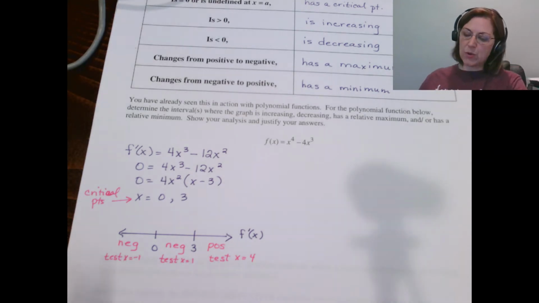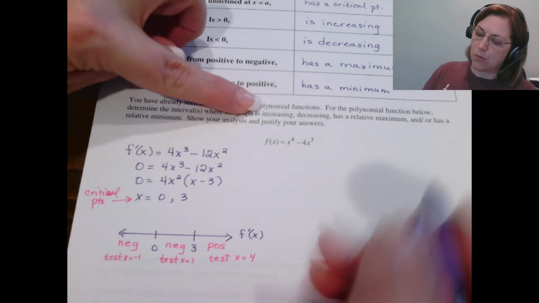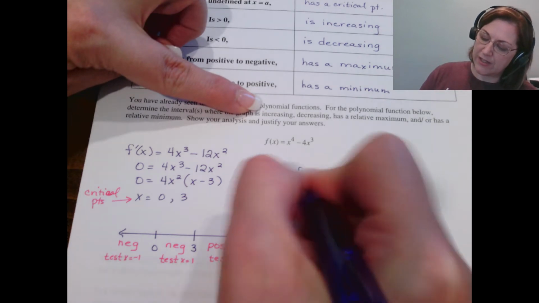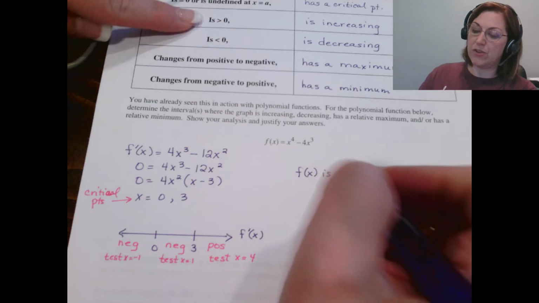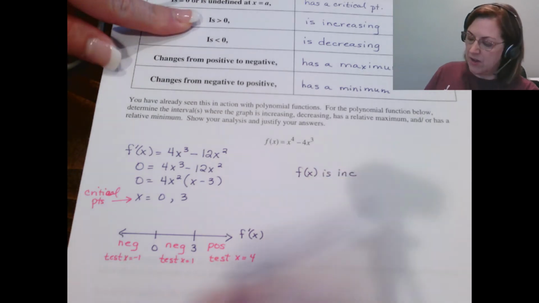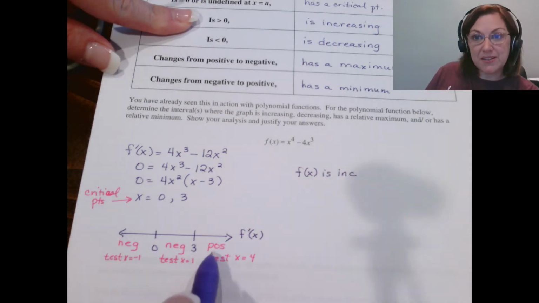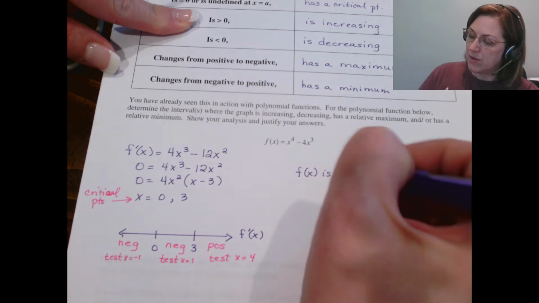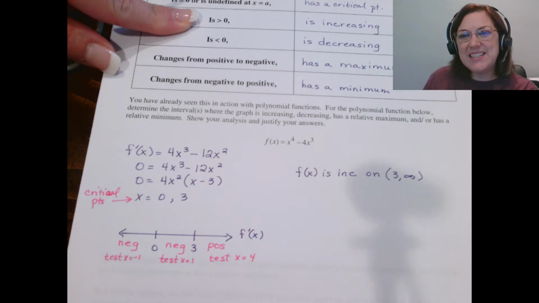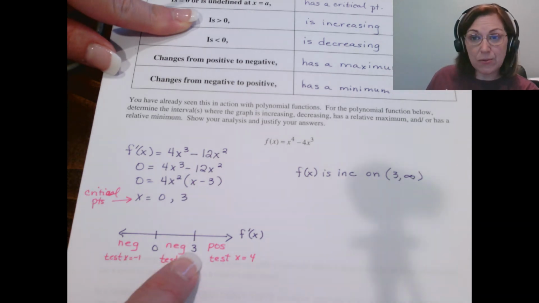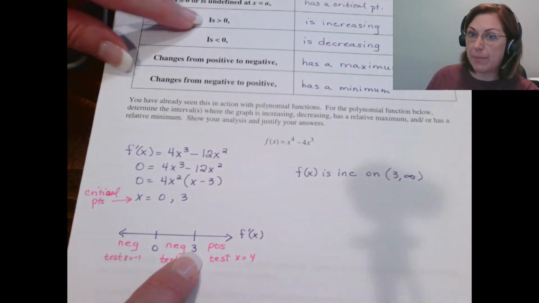Now, let's answer the question now that I've done my analysis. Where is the function increasing? The function is increasing where the derivative is positive. I know the derivative is positive on this interval, so on the interval from 3 to positive infinity. I didn't include the 3 with a bracket because remember the derivative at 3 is 0. So it's not positive at 3.